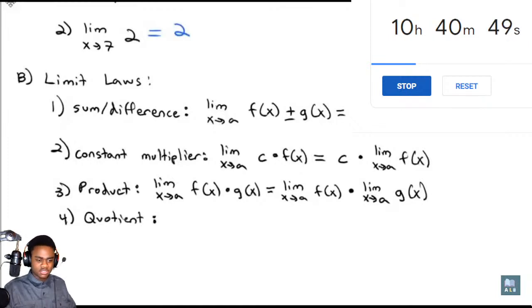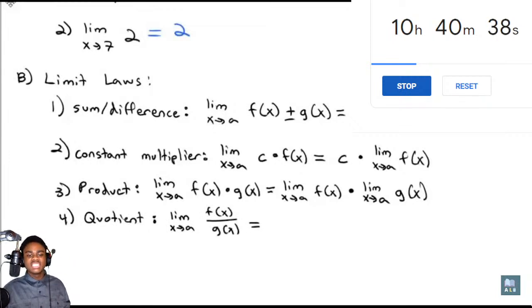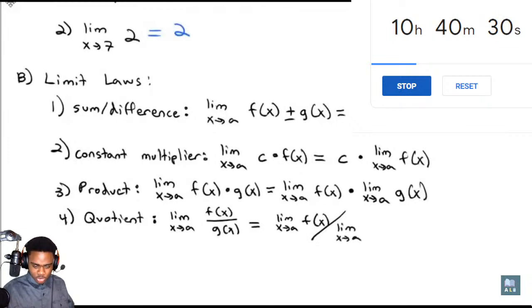Because really multiplication and division are just inverse reciprocals of each other. So the limit as x approaches a of f of x divided by g of x is equal to the limit as x approaches a of f of x divided by the limit as x approaches a of g of x.